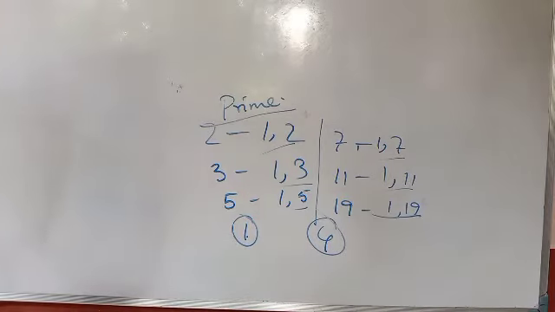So if you find that only two factors are there for a number, that number will be a prime number, and if you see that there are more than two factors, then the number will be a composite number. And you have to keep in mind, 1 is neither prime nor composite, because 1 has only one factor, that is 1. At least two factors must be there in case of a prime number: 1 and the number itself.